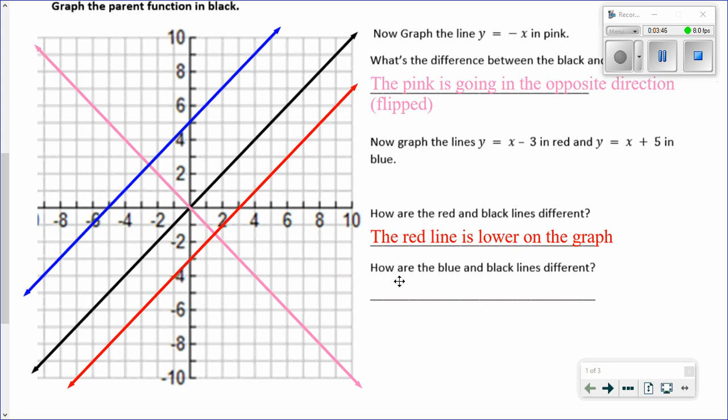The blue line is higher on the graph by 5 units, so it just went up 5 units. So the red line went down 3, and the blue line went up 5. So that y-intercept tells you the shift in the line. Like I could have just shifted the black line up 5 units, I would have gotten the same line. Shifted it down 3 units, I would have gotten the same line. The y-intercept will tell you the shift.